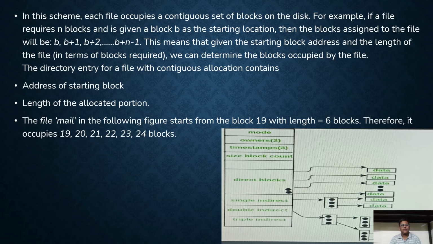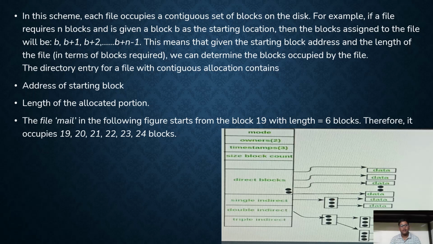In this scheme, each file occupies a contiguous set of blocks on the disk. For example, if a file requires n blocks and is given block b as the starting location, then the blocks assigned to the file will be b, b plus 1, b plus 2, up to b plus n minus 1. This means that given the starting block address and the length of the file, we can determine the blocks occupied by the file.